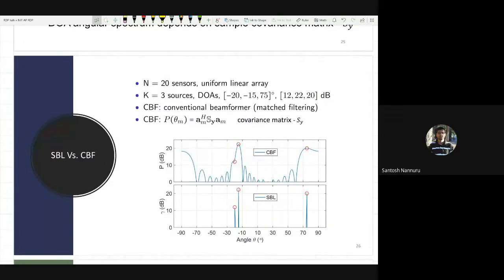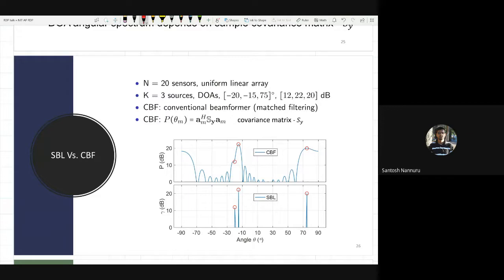So, some examples, example spectrum. This is I think a simulated example. So I have taken 20 sensors, a uniform linear array. I have 3 sources, denoted by these red circles, right? They're at minus 20 degrees, minus 15 degrees, and at 75 degrees. Okay, three sources, and they have different amplitudes, and two of them are very close. They are just 5 degrees apart, which is a difficult scenario to resolve, right?